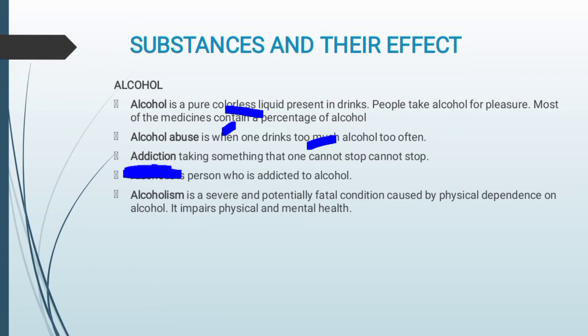Alcoholism is a severe and potentially fatal condition caused by physical dependence on alcohol. Here is the point: physical dependence on alcohol. It impairs physical and mental health. So, addiction is the process of being addicted. The person who is addicted is an alcoholic. Then there is a condition that comes as a result of physical dependence on alcohol. I think you have seen this before, whereby if a person has not taken alcohol, then they start shaking. That is physical dependence on alcohol. That's what we are calling alcoholism. Good.